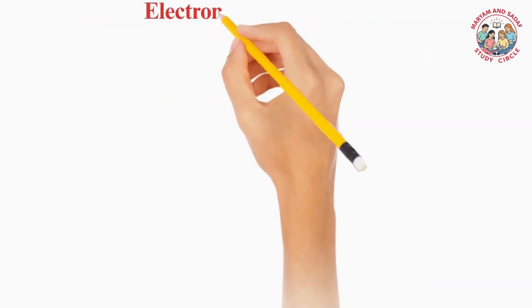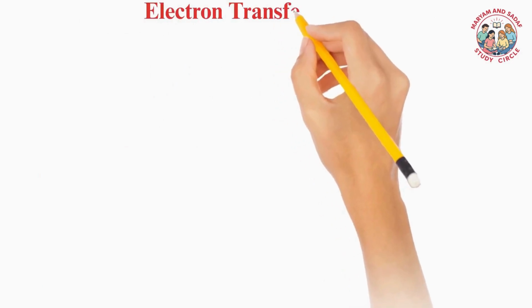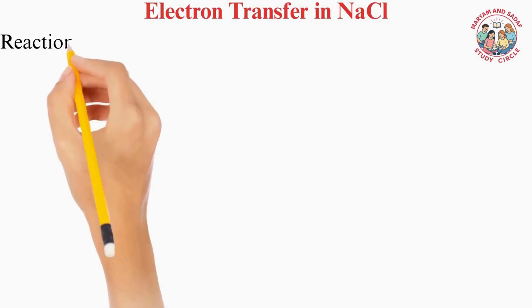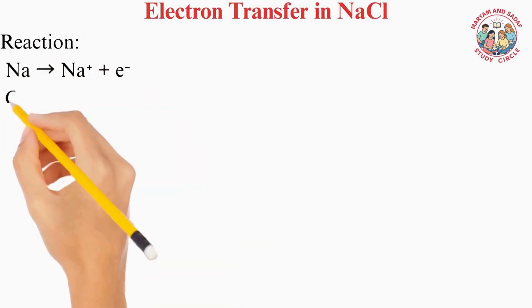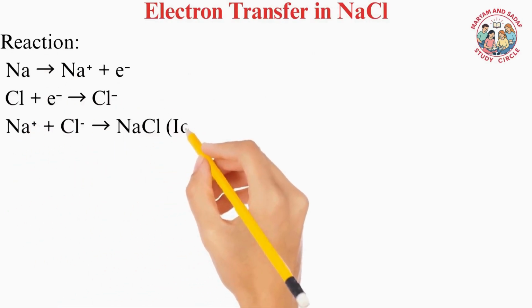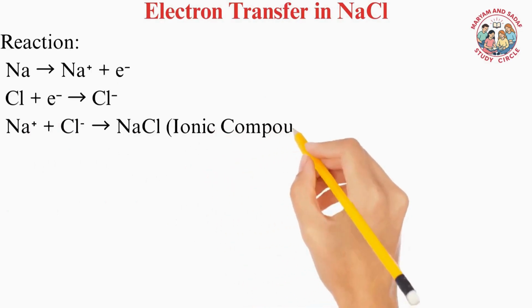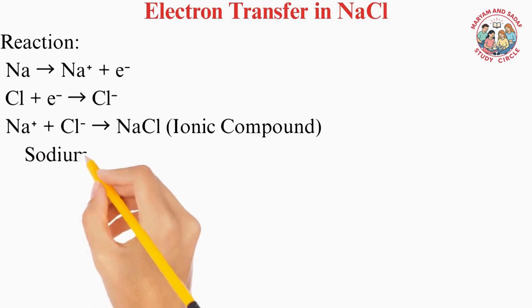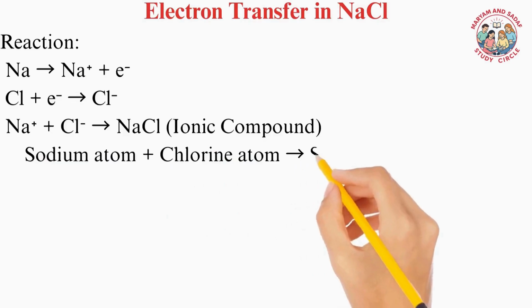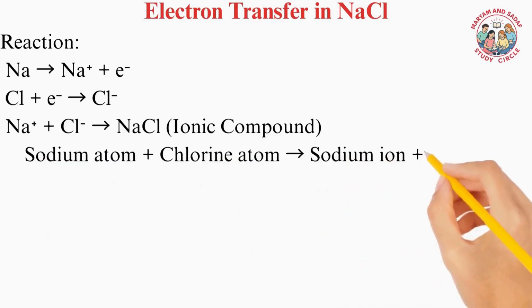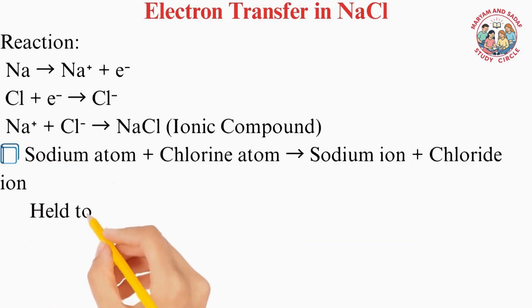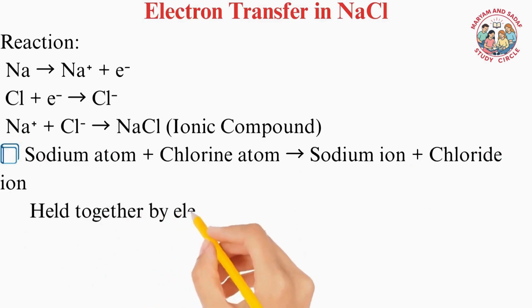Electron transfer in sodium chloride. Reaction: sodium loses one electron to form a sodium ion. Chlorine gains one electron to form a chloride ion. Both ions combine to form sodium chloride, held together by electrostatic force.